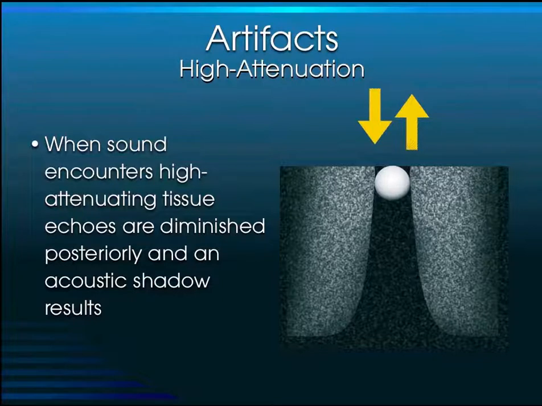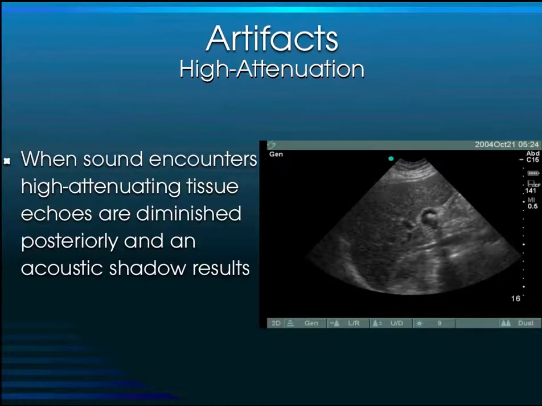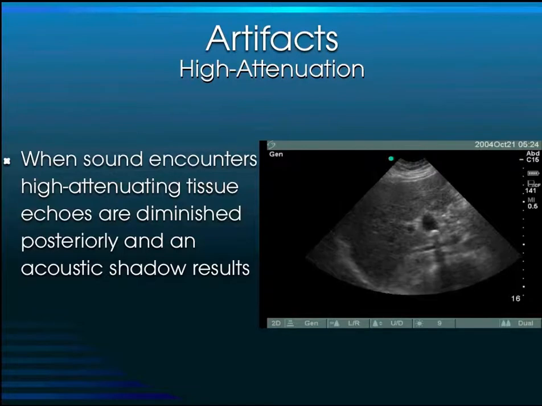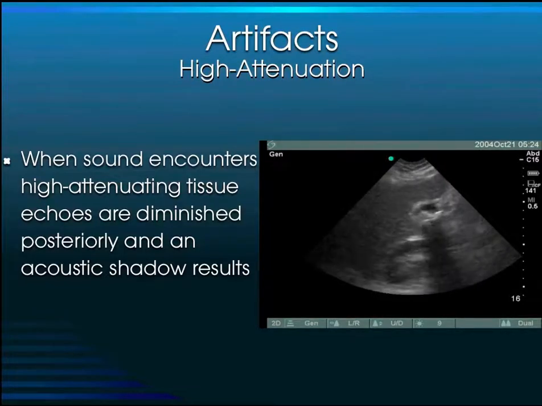Well, then there are different artifacts. The word attenuation means the progressive weakening of the sound as it travels into and then out of the body. When sound encounters a high attenuating tissue, the echoes posterior to it get diminished, and an acoustic shadow is what results. This happens when you have tissue that is very high density, such as gallstones. You see the sound is getting attenuated or weakened as it encounters the gallstones, and then there's a shadow that persists, and that is what defines us as having a gallstone.